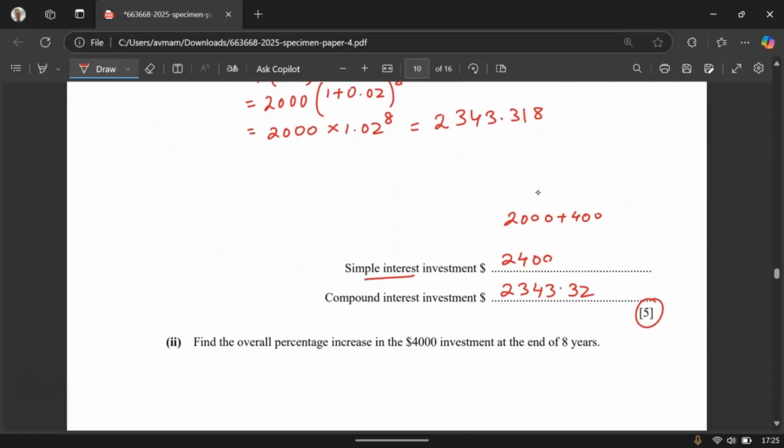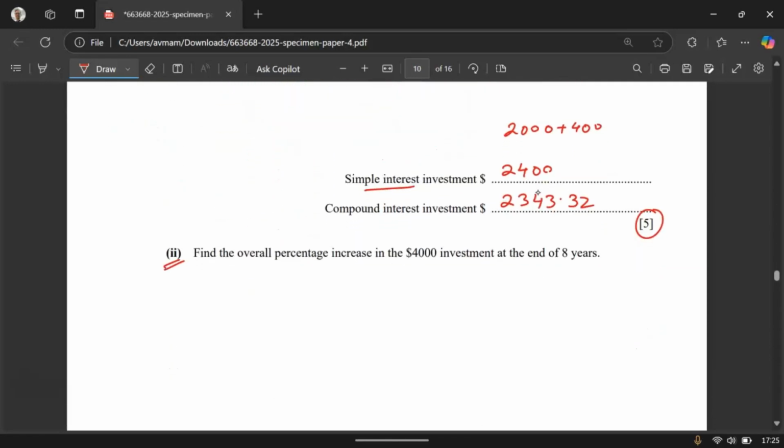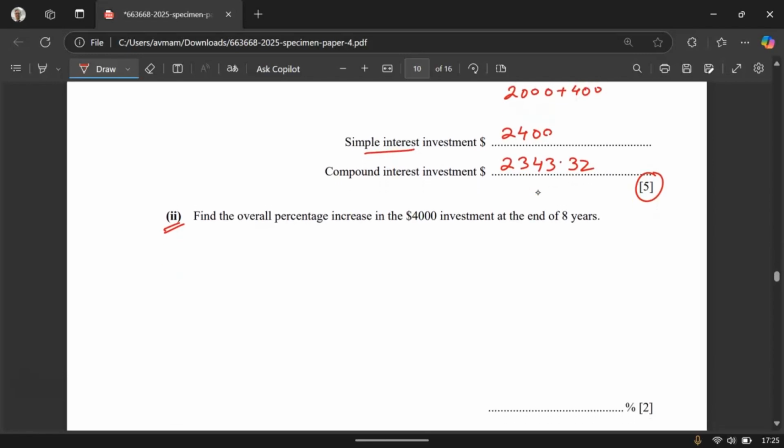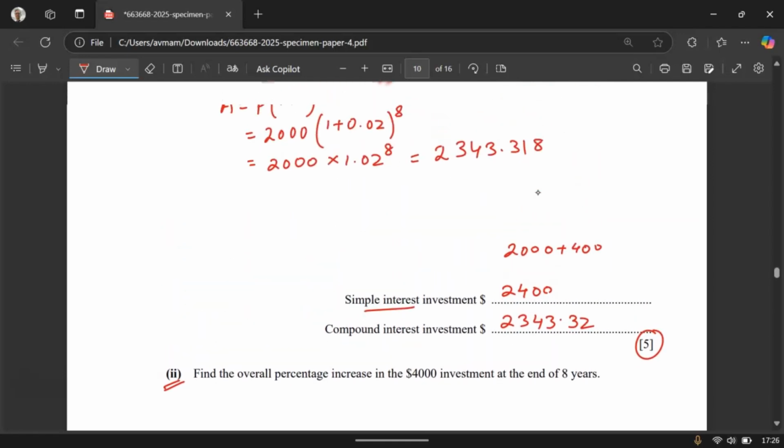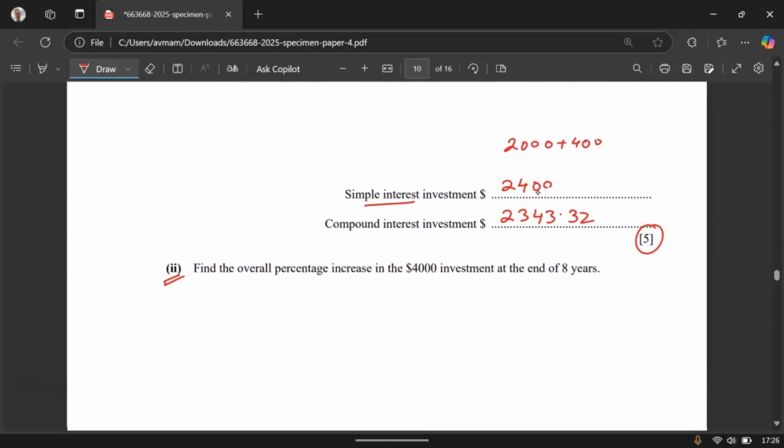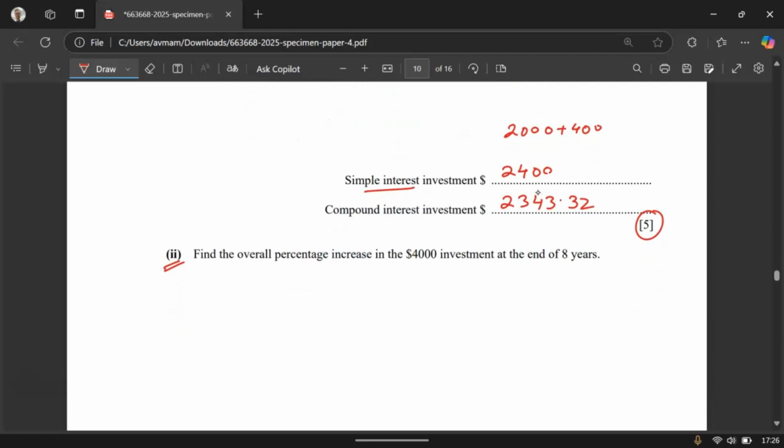Question number 14A, number 2 says find the overall percentage increase in the $4,000 investment at the end of 8 years. Alright, so by how much has it increased? Let's add 2,400 plus 2,343.32. That will give us 4,743.32.